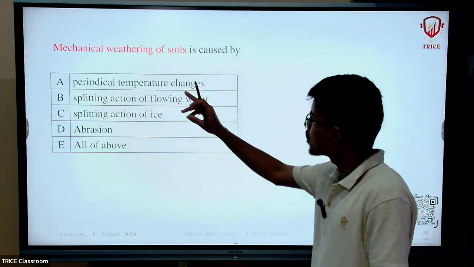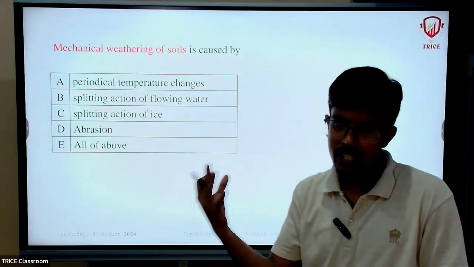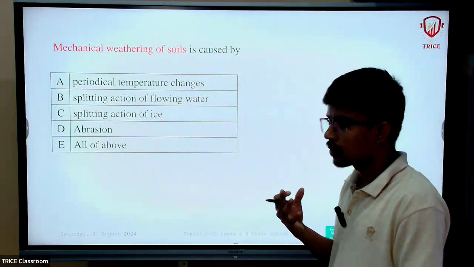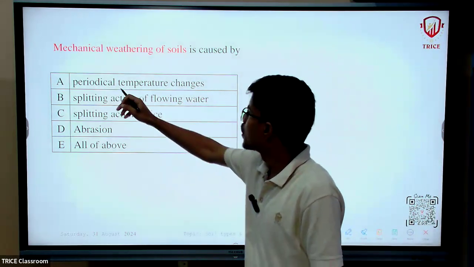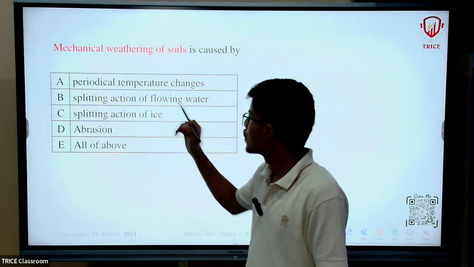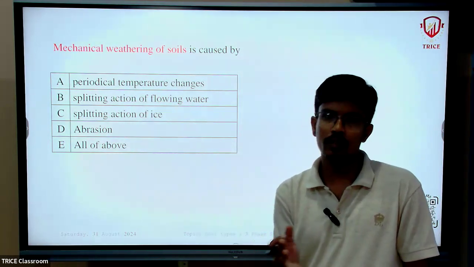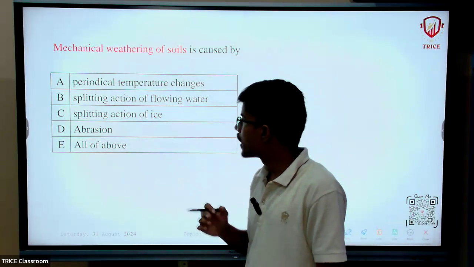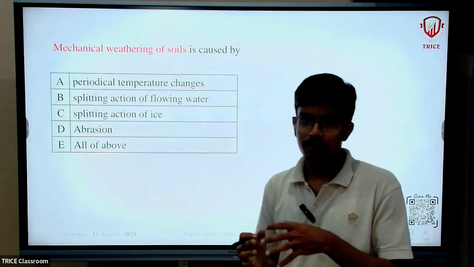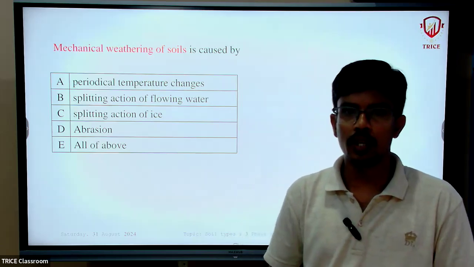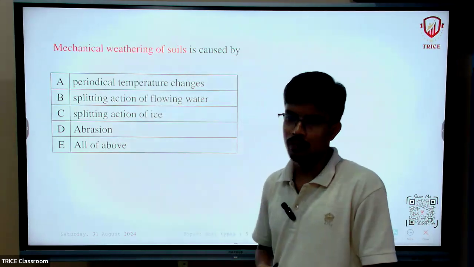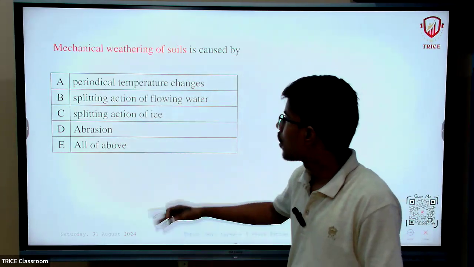So we can say when you say mechanical, we require additional parameters to form the soil, right? For the formation of the soil, the first option is the temperature we require, which forms the weathering. The second one is the splitting action of the flowing water, and the third one is the splitting action of the ice in the mountainous regions. Then the soil particles have particle to particle abrasion so that they break down, so we can say mechanical weathering tends to all of this.